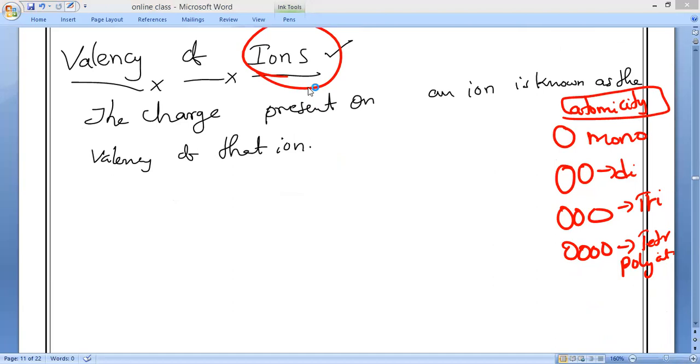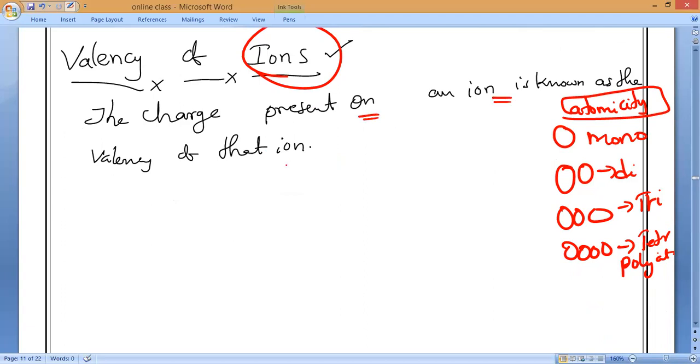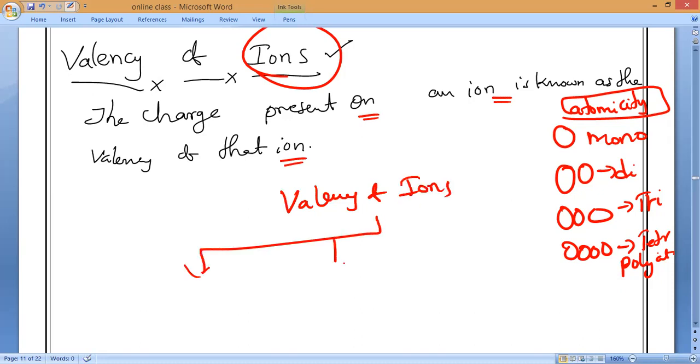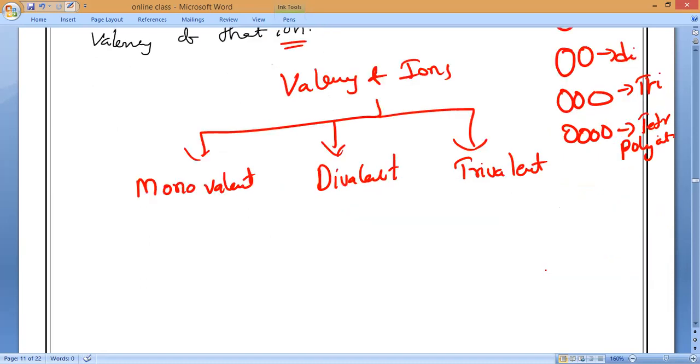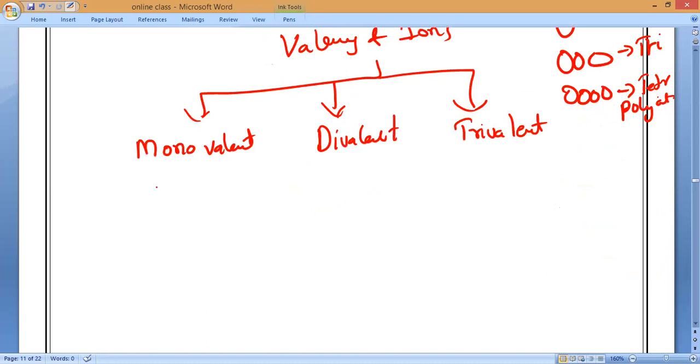Okay, all of you. So I will say ions, the charge present on the ions is known as valency. Now the valency of ions, I will classify into three categories. What are the three categories? Monovalent ions. Next one, divalent ions. And last one, trivalent ions.